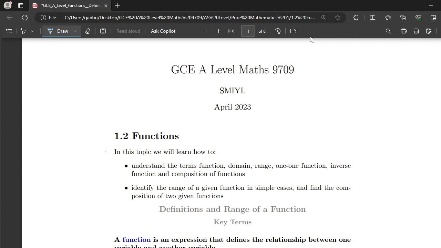So in this video, we'll be learning about functions. More particularly, we'll be learning about definitions and the key terms used in this topic, as well as how to find the range of a function.